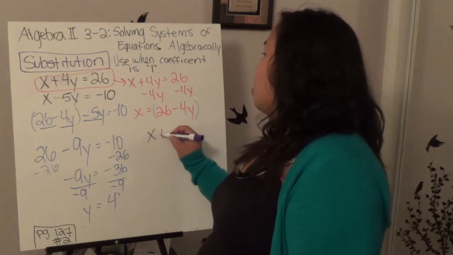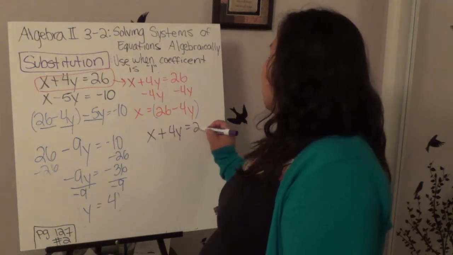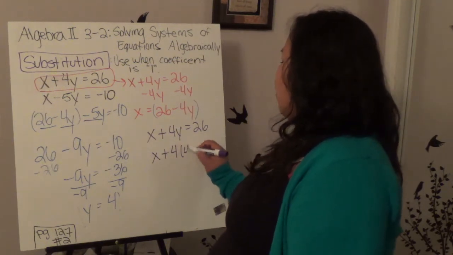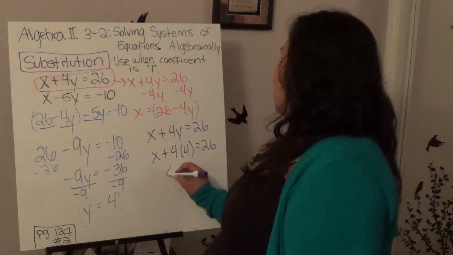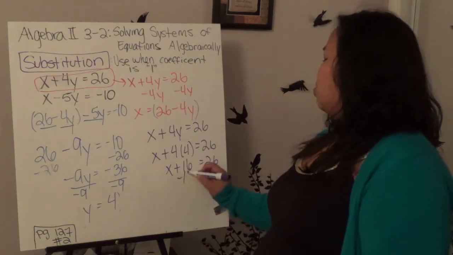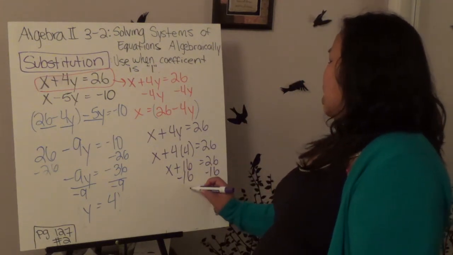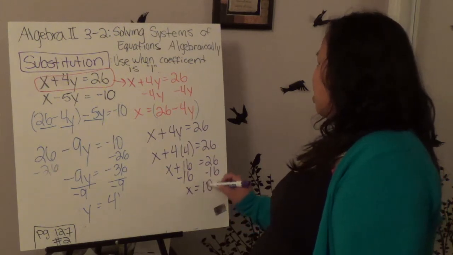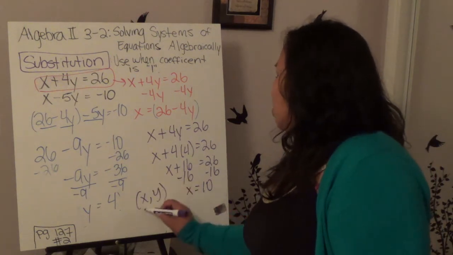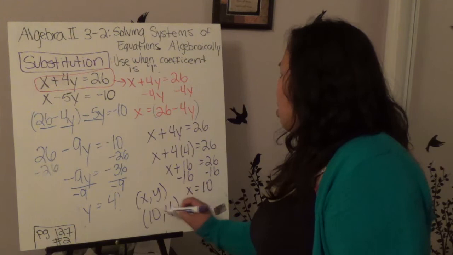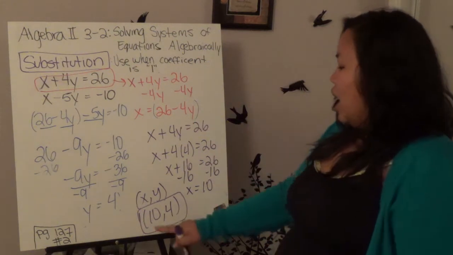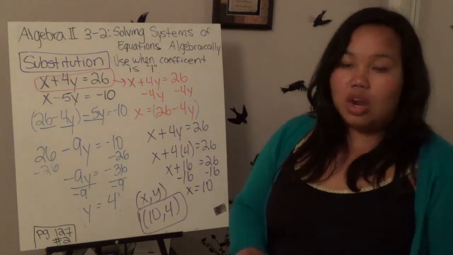So if I choose the first one, x plus 4y equals 26. X, we don't know. 4 times y, which is 4, equals 26. So x plus 16 equals 26. My last step is to subtract 16 from both sides. I end up with x equals 10. So my final answer is x comma y, which is 10 comma 4. What does this mean? It means if I graph these two lines, they're going to intersect at 10 comma 4. That's the point that they both share.